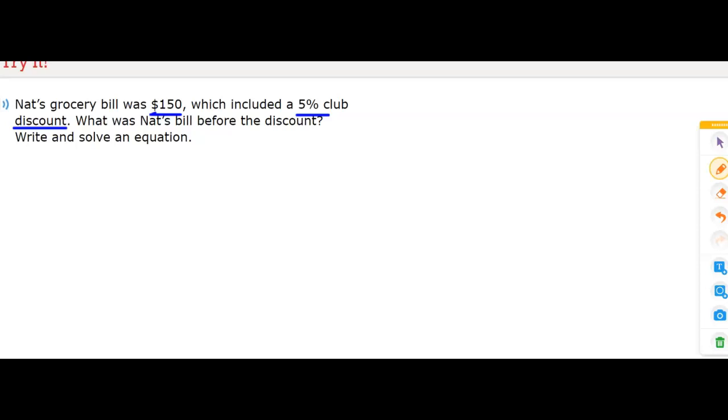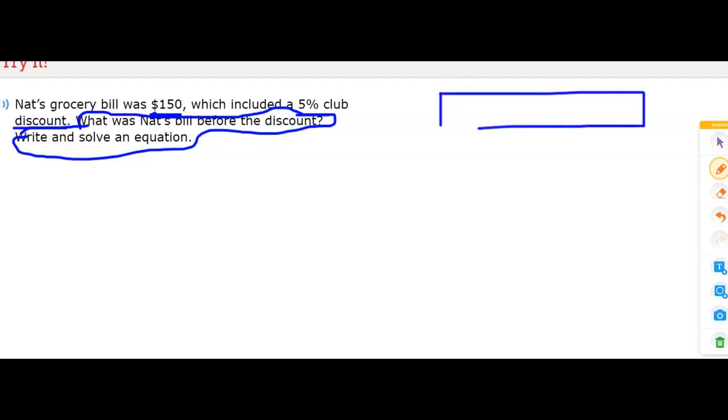Again, let's look at the question. What was Nat's bill before the discount? That's what we're answering, and we have to write and solve an equation. So I'm going to show you how to draw a bar graph first, since that's what the example showed us. Here is my bar. I'm going to draw a long rectangle. This rectangle represents the cost of the groceries before the discount. So G, I'm going to use as my variable. That's going to be the total amount of that grocery bill before his discount.